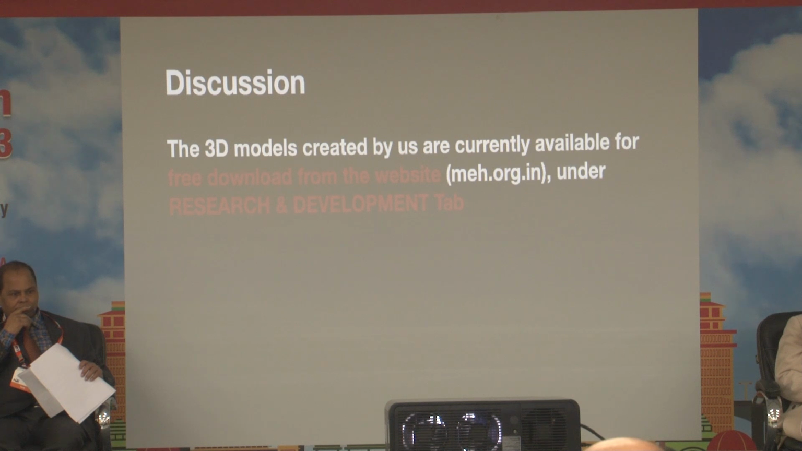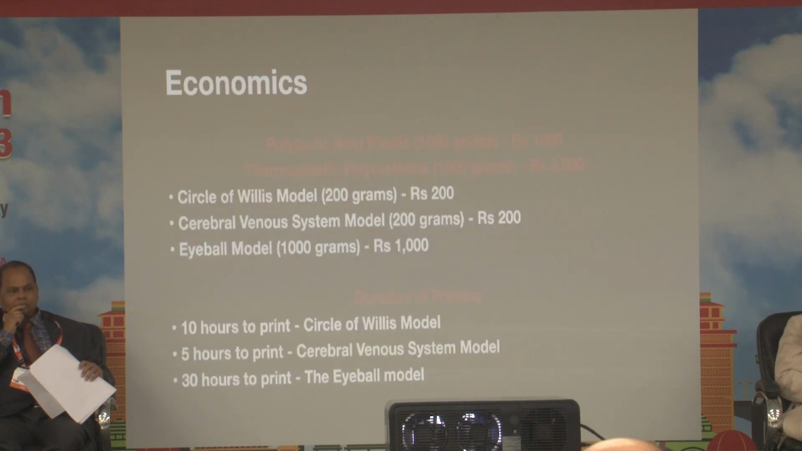All these models are available open access at meh.org.in for my fellow attendees here. You can go there and have this model with you, and you can also print it, the circle of Willis, which you can see in my hand. You can print your own model, because the creation part was the tougher one. The model is there on the web and you can print it. The economics is very cost effective.